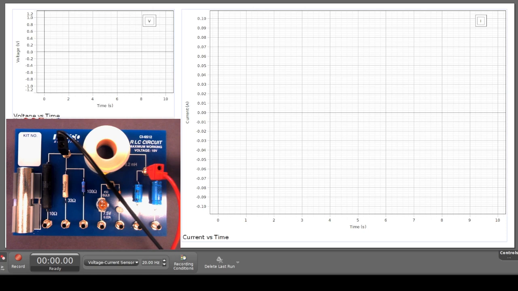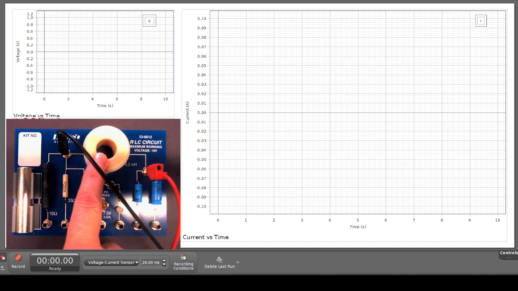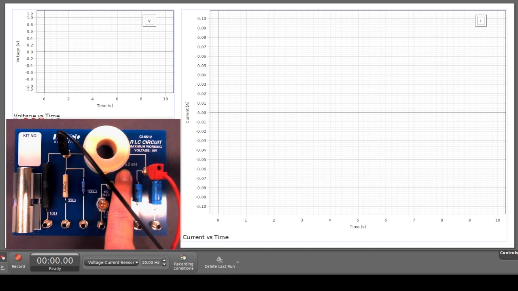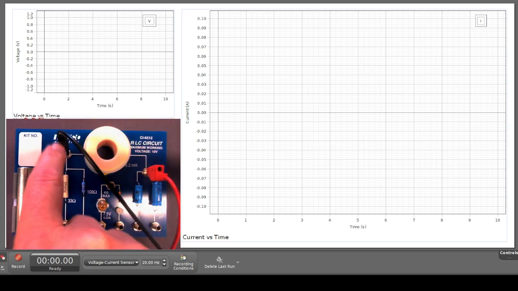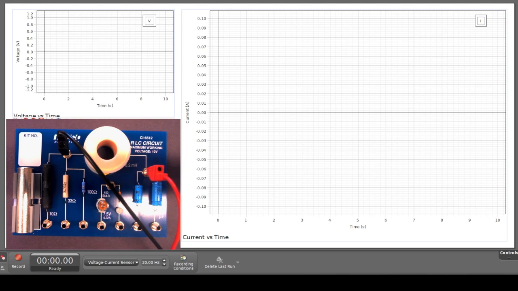We're going to look at an inductor in a circuit. Here we can see we have this little inductor. It tells us it's about 8.2 millihenries, and I'm going to hook up a power supply to it. So we're just going to do a simple RL circuit.